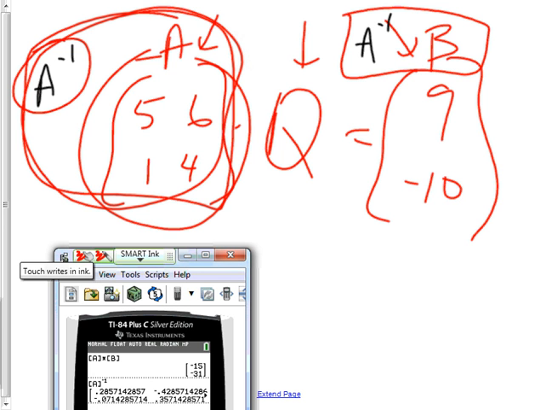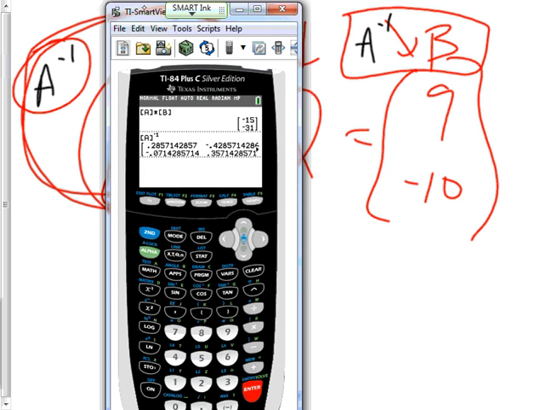Inverse of A times B. So we already have inverse of A. Now I'm going to say times B. How do I get B back up there? Go back to matrix menu. Matrix B. Enter. Inverse of A times B. Enter. And there's my answer. My answer to that complicated equation is the answer matrix would be, I'm going to round it, 6.9 and -4.2.